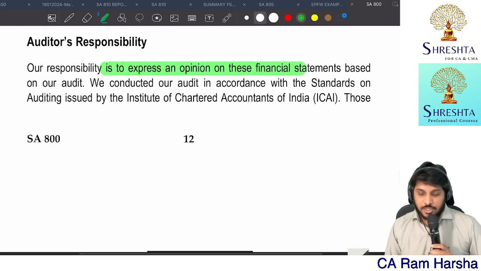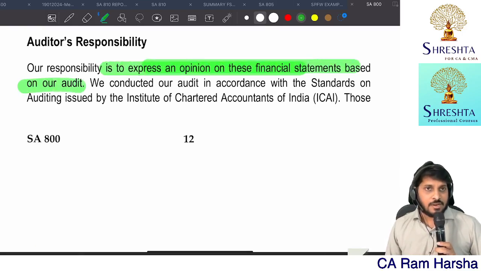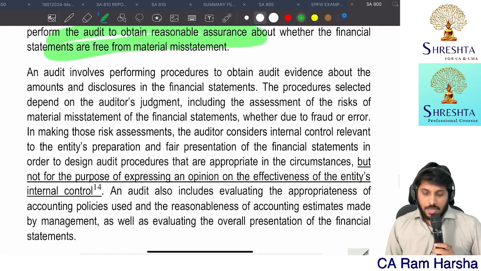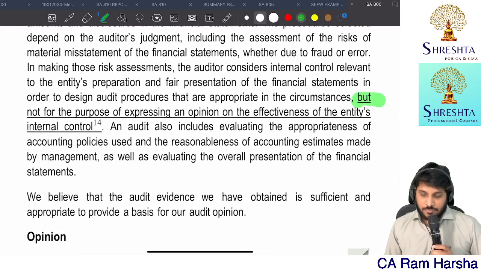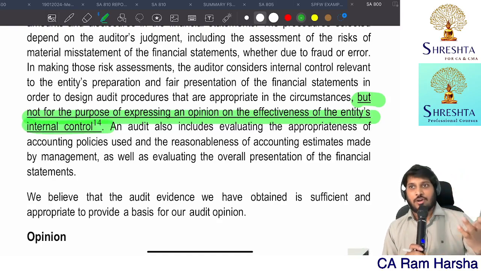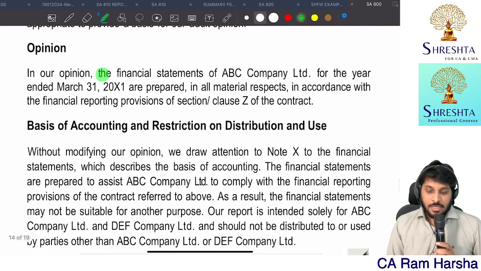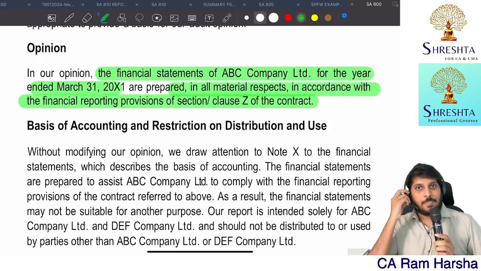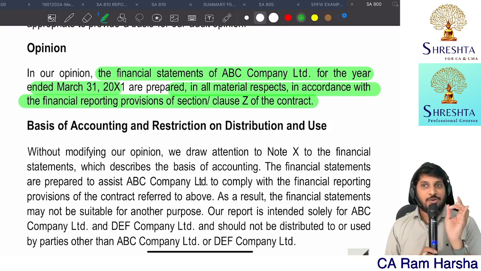Auditor responsibility is to express opinion on the financials based on our audit. We conduct our audit as per standards on auditing. Those standards require all that. An audit involves so and so, but not for expressing opinion on the entity's internal controls. Of course, this is something we even mentioned in the general audit report. Opinion: the financial statements of this company are prepared in all material respects in accordance with the contract. Here also we give four types of opinions: unqualified opinion, qualified opinion, adverse opinion, disclaimer. Same, just that the applicable financial reporting framework is not general purpose but a special purpose. All standards on auditing equally apply here.